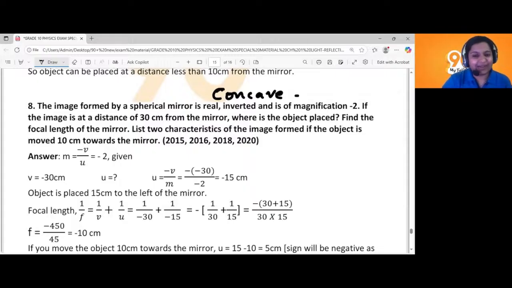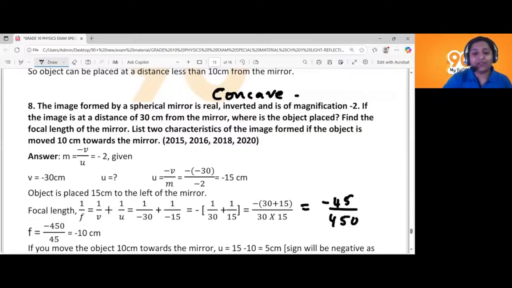Taking the negative outside, for simplification you can use any method. 15 plus 30 by 30 into 15. But don't forget to keep the minus here. So focal length is 30 into 15 by 30 plus 15 and a minus is there. This is like -450 over 45. So how to find the value of f? Take the reciprocal. -450 by 45, which is -10 centimeter.